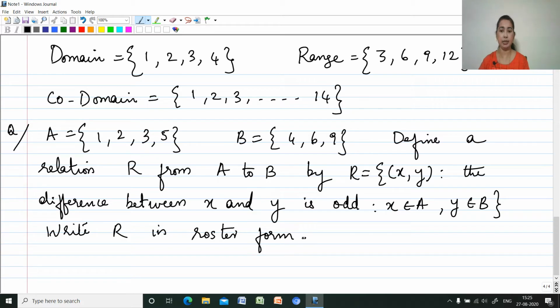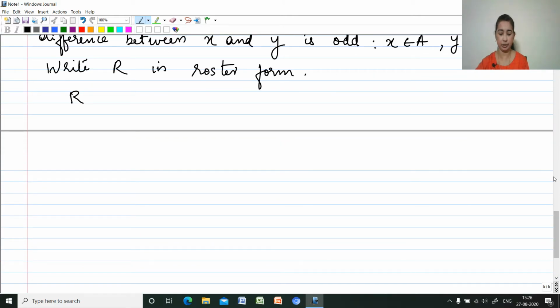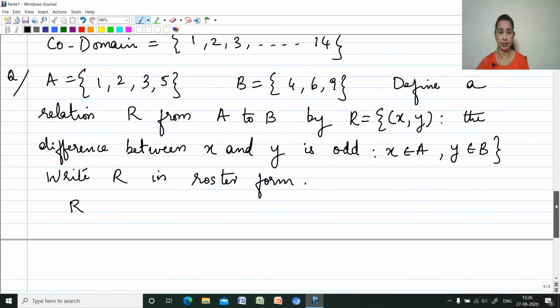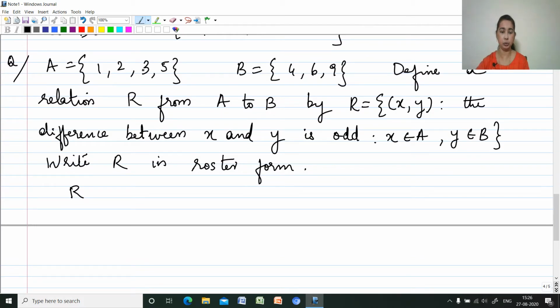So you can see the relation given here. Define a relation R from A to B by R equals the set of ordered pairs (x, y) such that the difference between x and y is odd, where x is an element of A and y is an element of B. So what all elements will be there in R? The difference between the two numbers should be odd. That's the condition given. The first set has elements 1, 2, 3 and 5. The second set has elements 4, 6 and 9.